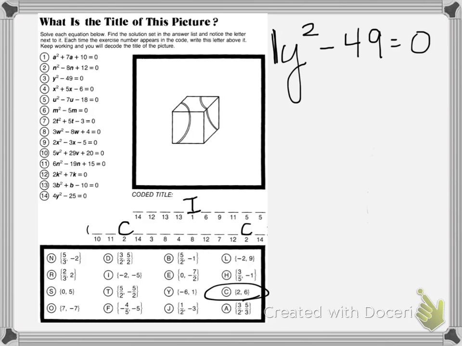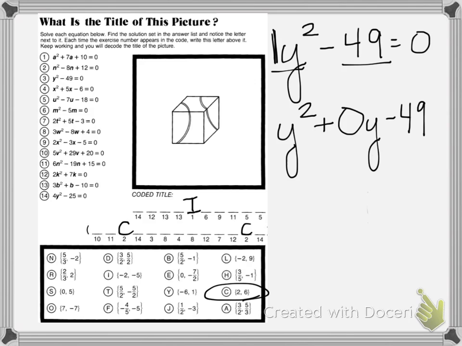So who's missing? If it's a quadratic trinomial, I have the quadratic and I have the constant. I don't have the linear term. So let's put it: y squared plus no y minus 49 equals 0. I added absolutely nothing. I just stated a fact. I have no y's. So now sum product.